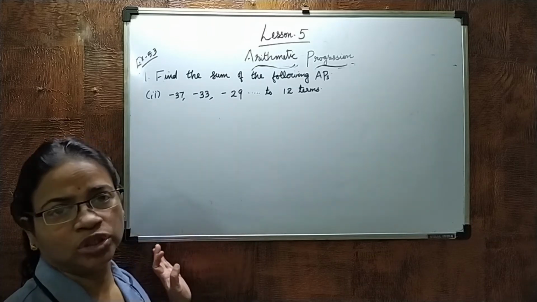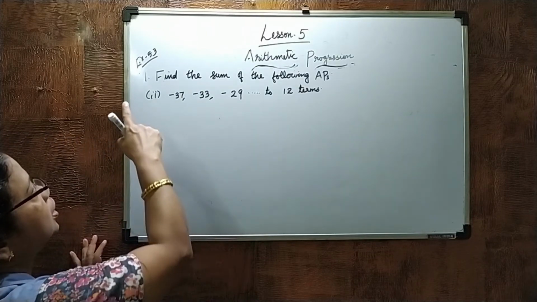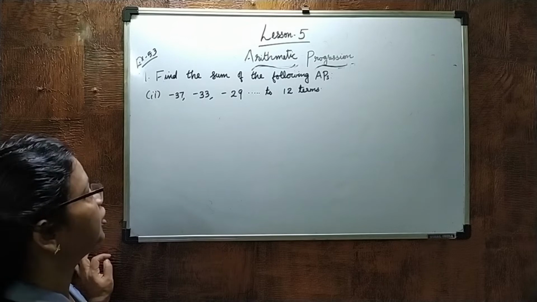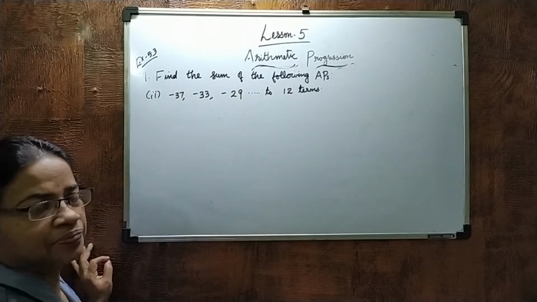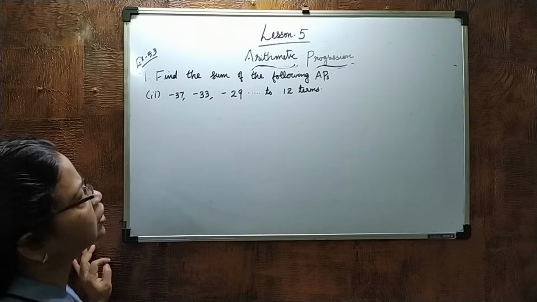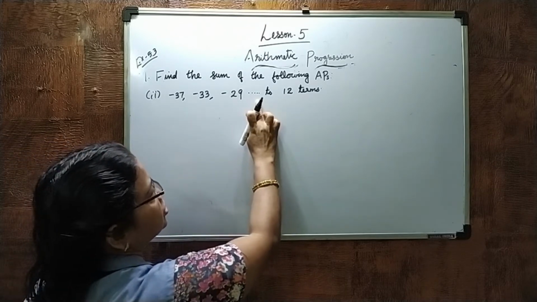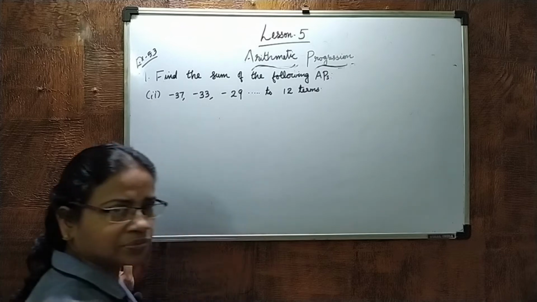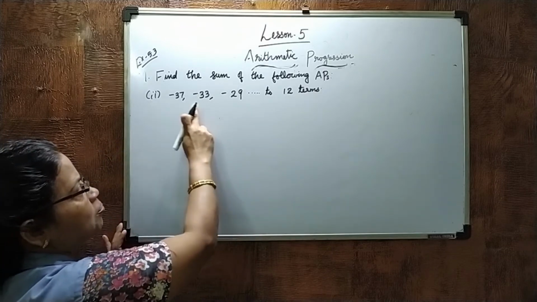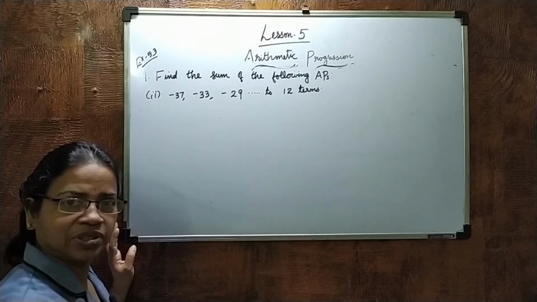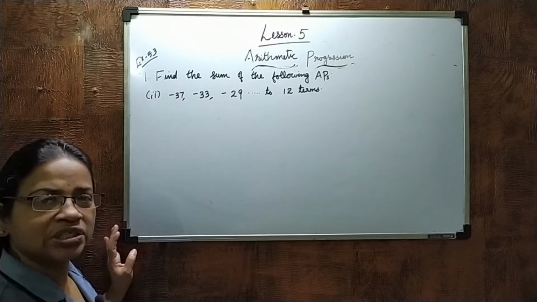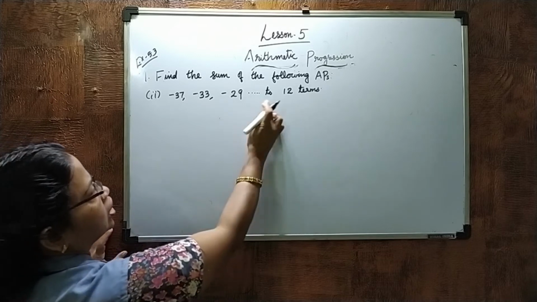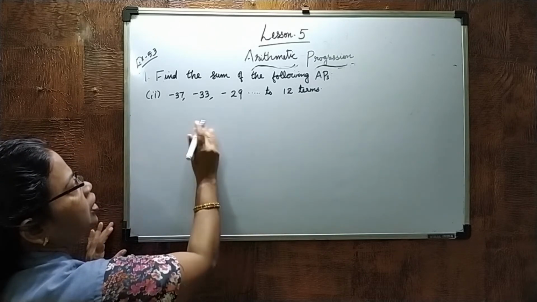Okay. Now we will do the problems. It is from exercise number 5.3. First question, find the sum of the following APs: negative 37, negative 33, negative 29, etc., to 12 terms. You have to find the sum of these 12 terms. Clear? So what you have to do? What are the things given now? 12 terms means n will be 12.